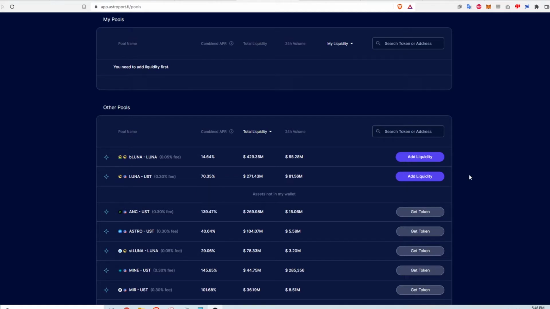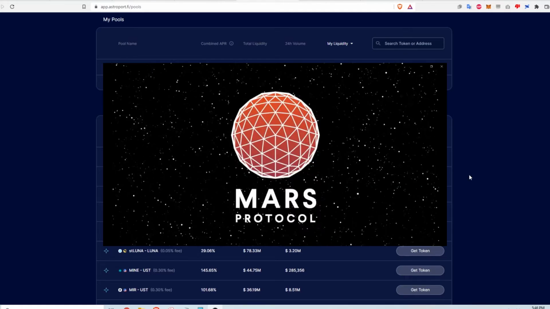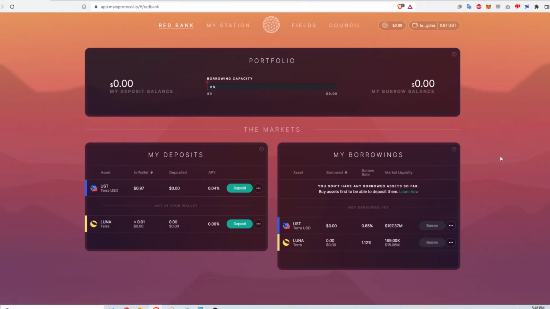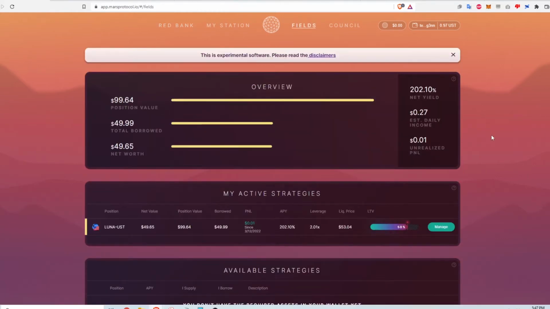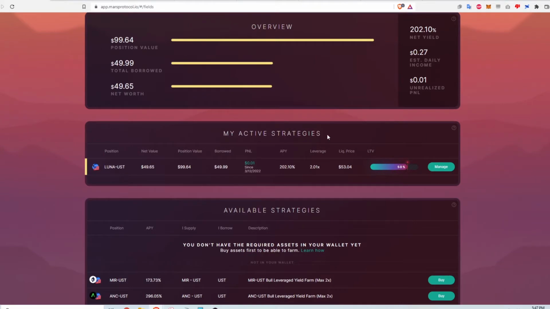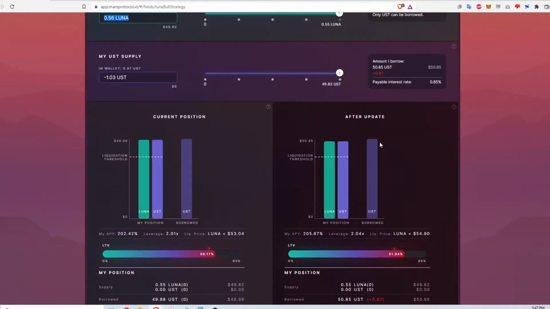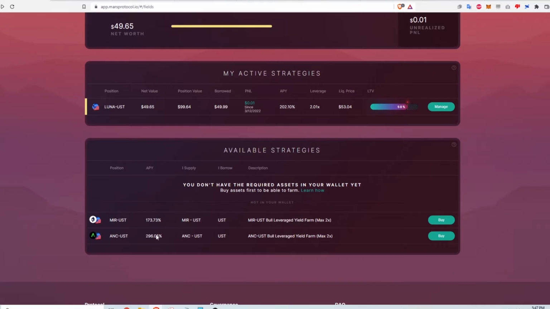And why this is important right now is because Mars Protocol has just launched. And if you don't know what Mars Protocol is, it is the lending and borrowing platform for the Terra network that is supposed to be like Compound and Aave. And on Mars Protocol, you can do leveraged yield farming. And in the leveraged yield farming, the interest rate depicted here is directly from Astroport, and Mars Protocol is using Astroport to perform this leveraged yield farming.